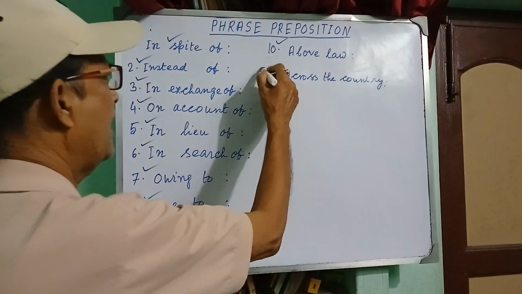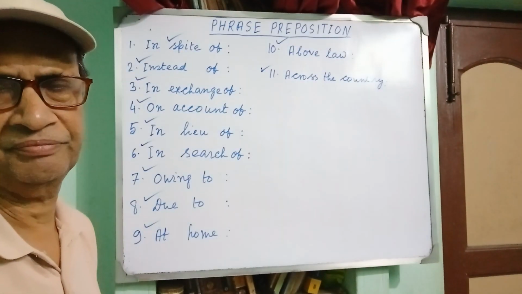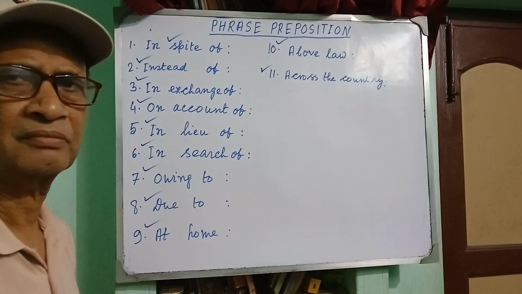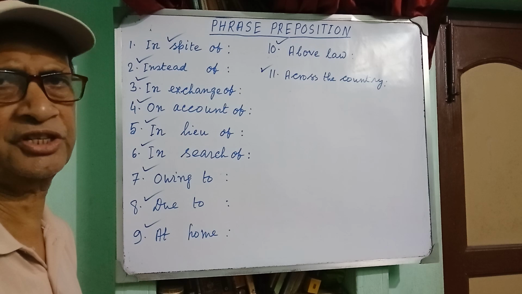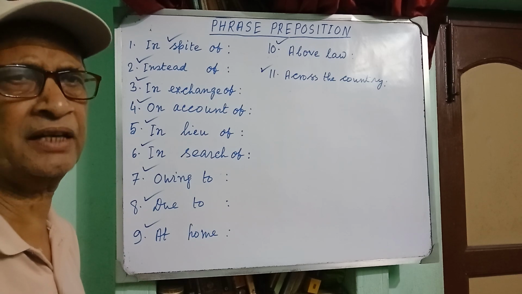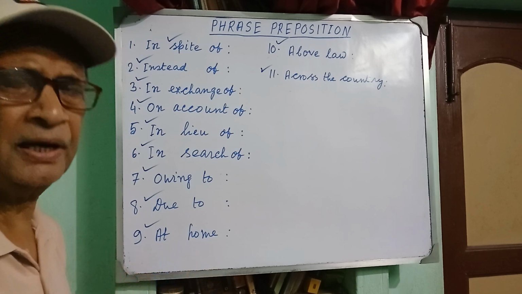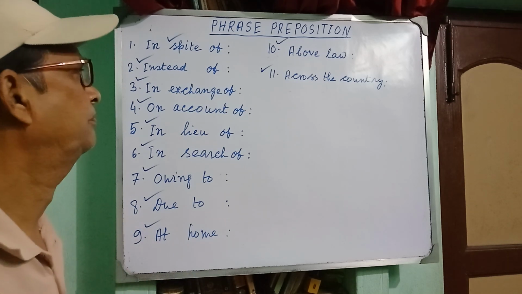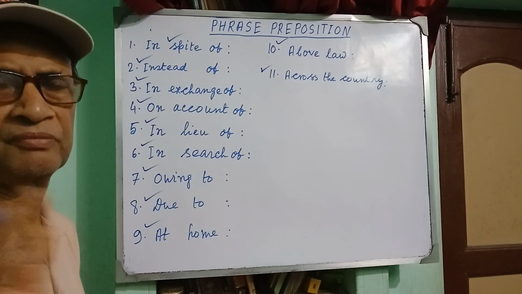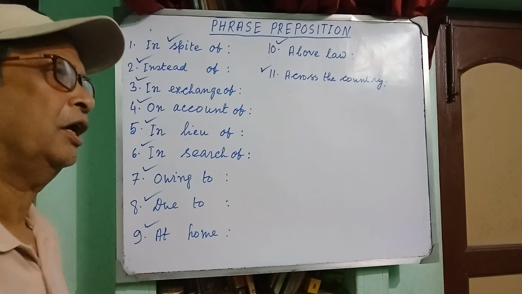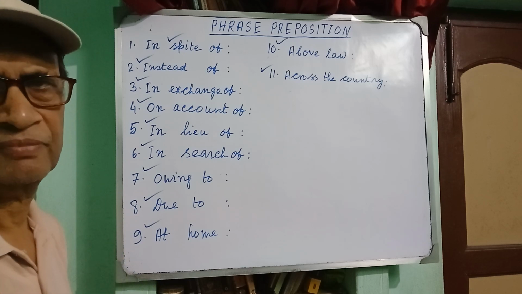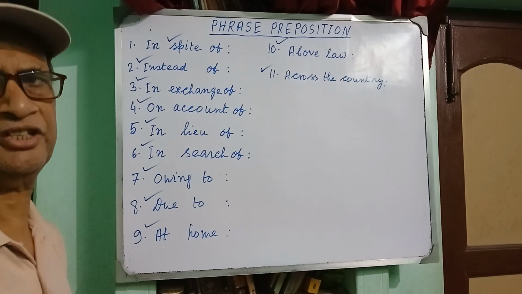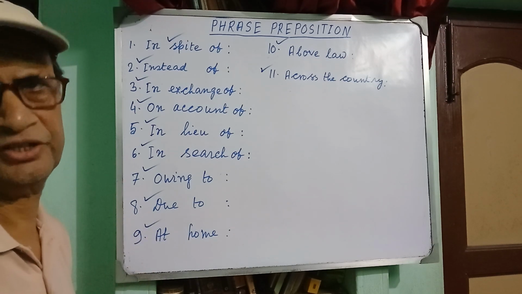Across the country means all over the country. For example, COVID situation rapidly spread or broke out across the country. Across the country. Your name and fame has spread across the country. That is all over the country.